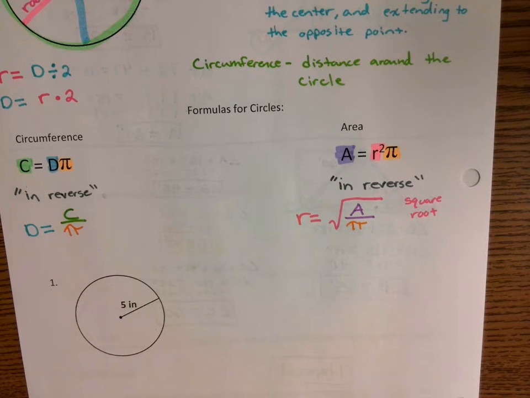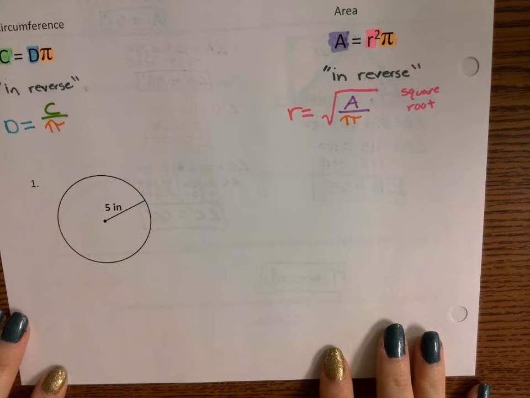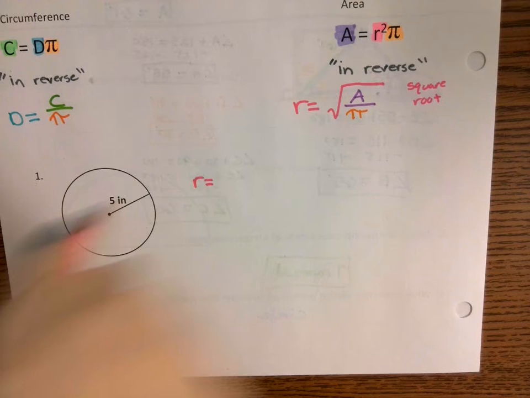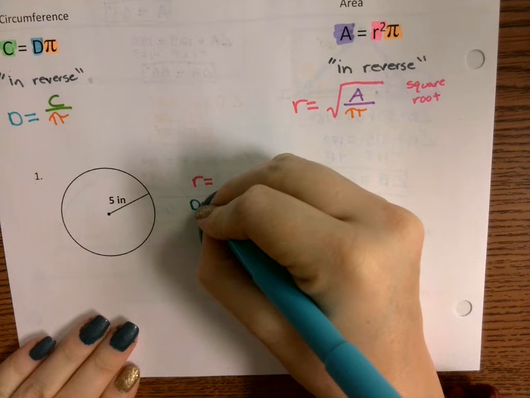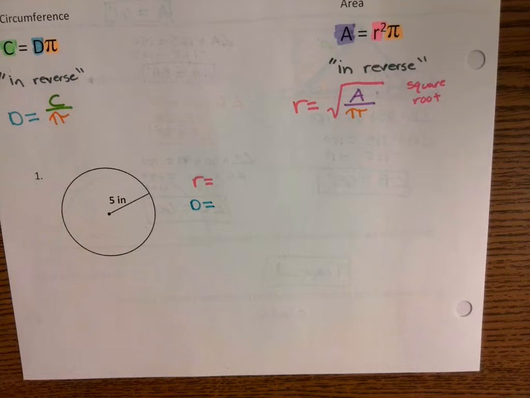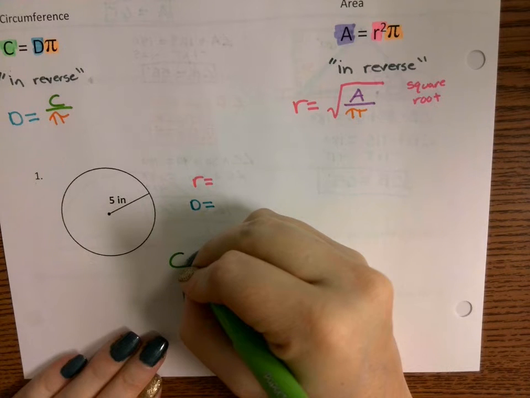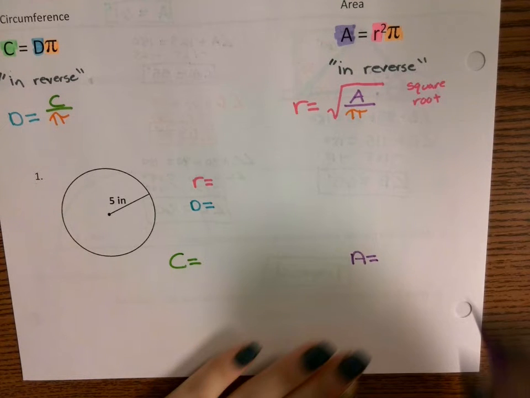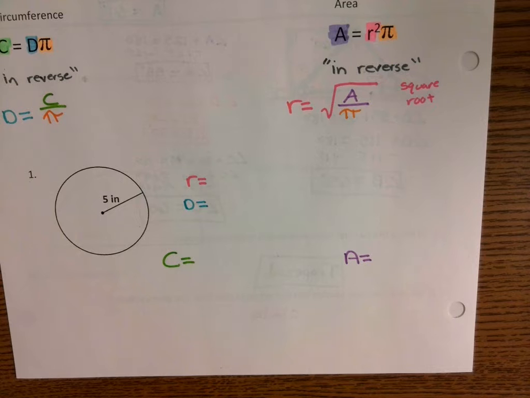All right. For problem number 1, what I want to do is I want to identify the radius. I want to know what is the diameter. I want to know what is the circumference going to equal. And I also want to know what is the area going to equal. Radius, diameter, circumference, and area. What's the radius? 5 inches, right? Radius starts at the center.